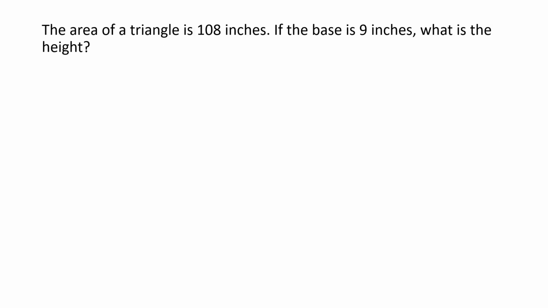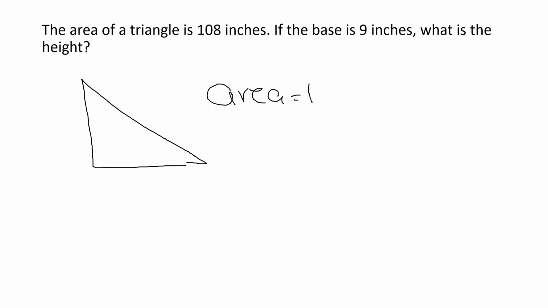Now this one is a little bit backwards in that we're given the area, we're given the base, and we have to find the height. So the area of a triangle is 108. If the base is 9 inches, what is the height? I'm going to just draw a picture here. Here's my triangle. I know my total area is 108. The base is 9. This is what I'm looking for. Now, our formula is area equals base times height divided by 2.